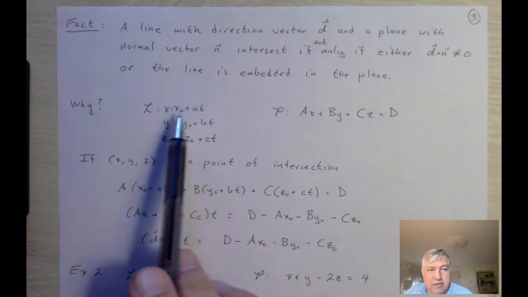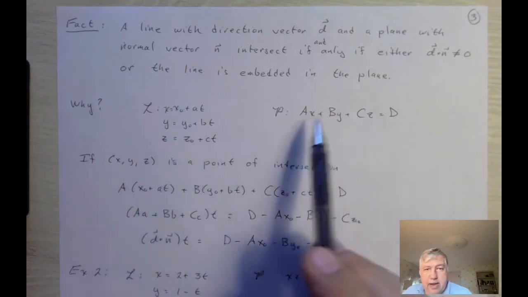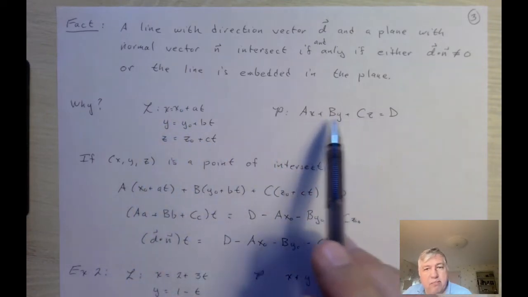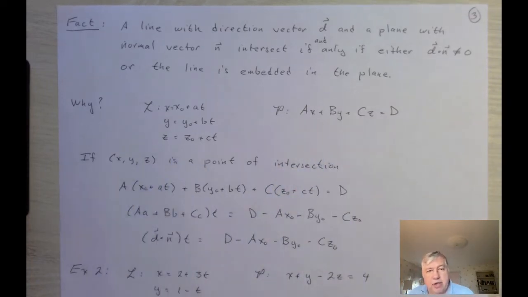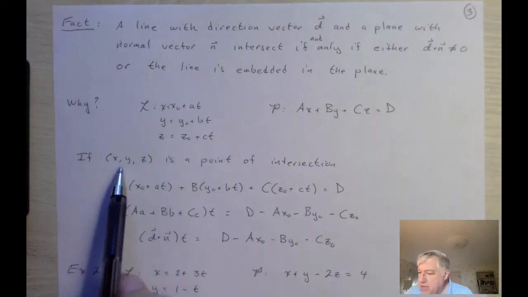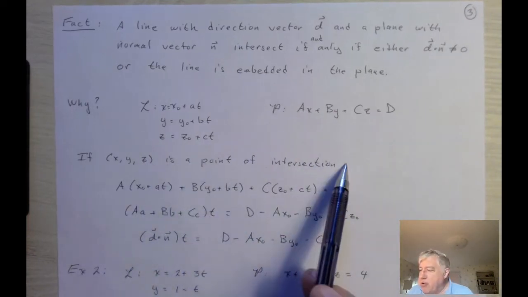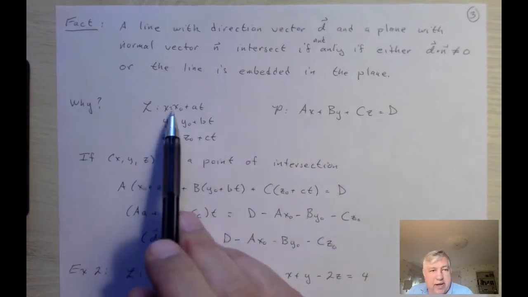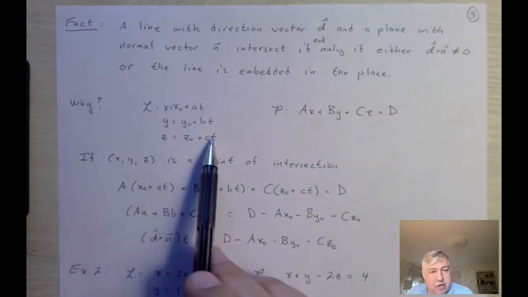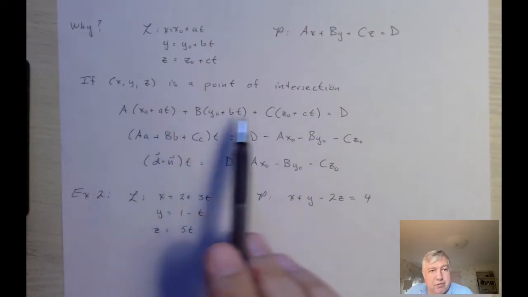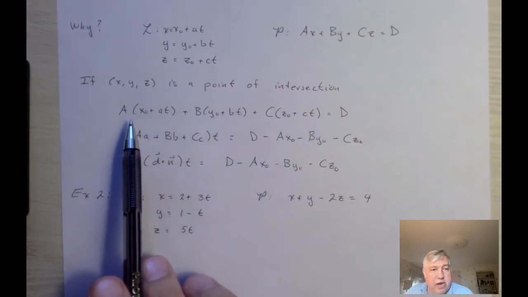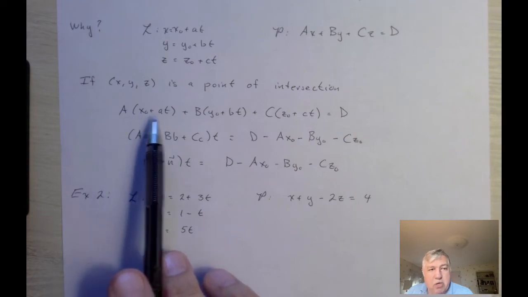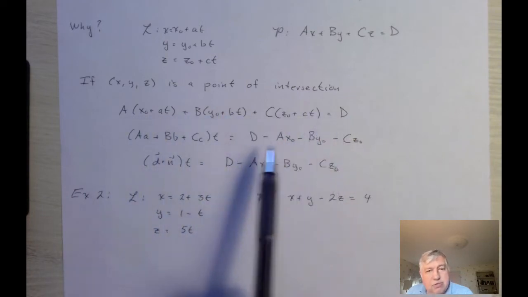It can be given by these parametric equations, and we know this is the general form of a plane, right? And so how do we do this? How do we find where they intersect? Well, we do some substitutions. If x, y, z is the point of intersection, then this holds, but x, y, z are also equal to these expressions, so we can substitute these in here.